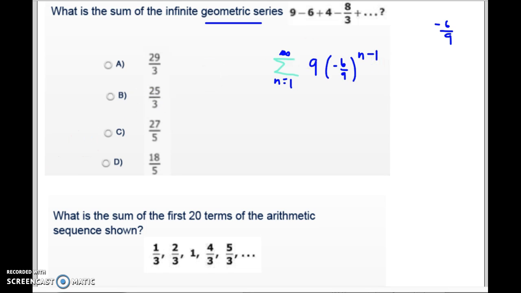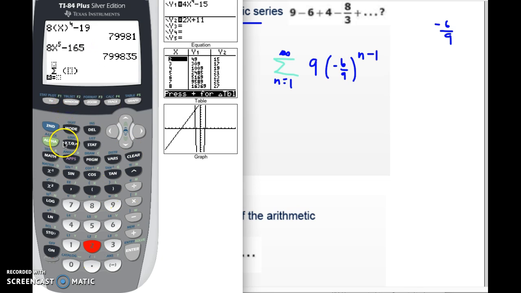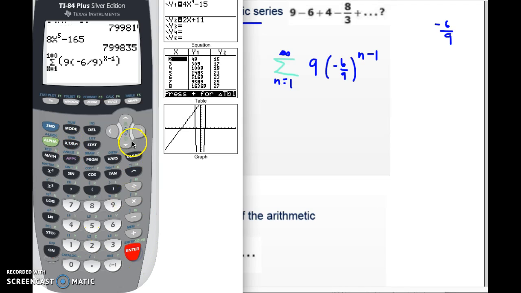Now, let's go and find that sigma button. Alpha, window, your second one is sigma. X, right? First term. And this is where we're stuck. There's not an infinity button on your calculator. So remember, I like to do 100. Let's put a 100 in here. And then you type in your r value. And then you type in your x minus 1, and it's going to spit out your infinite sum for you.